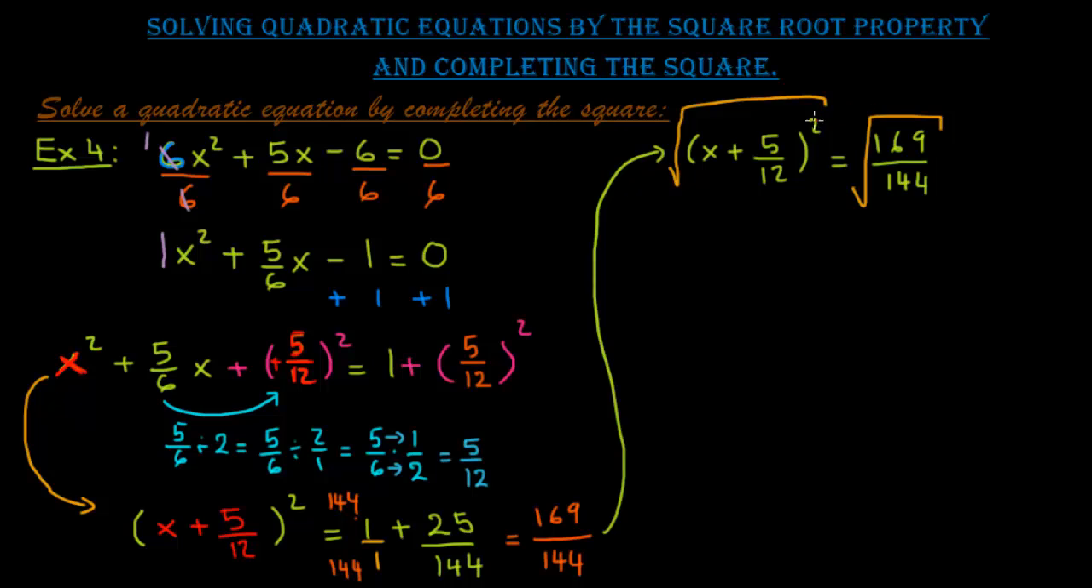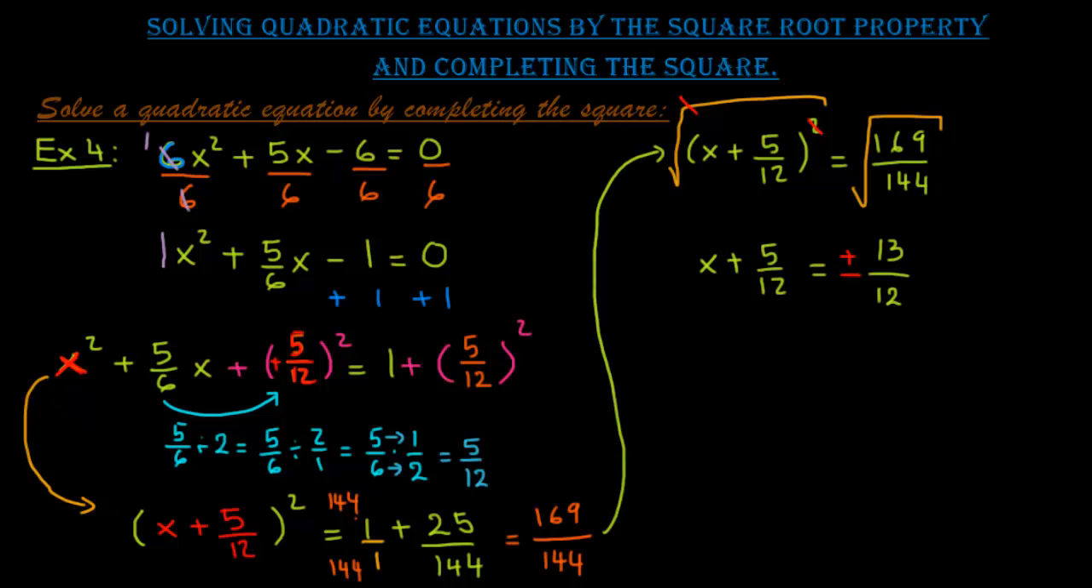We have this will be cancelled out. Leave me with x plus 5 over 12 equal to, again, I always repeat this one, plus and minus. That's really important. Plus and minus. Square root of 169 is 13, and square root of 144 is 12, so 13 over 12.